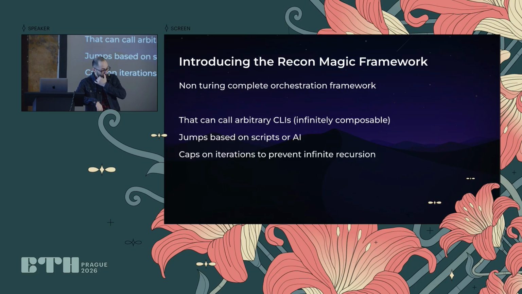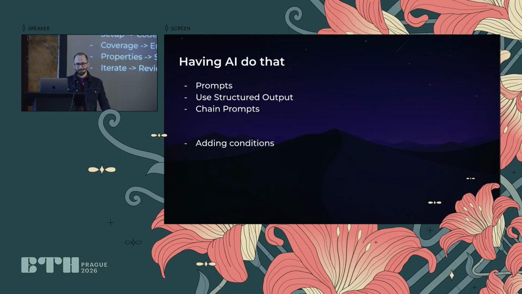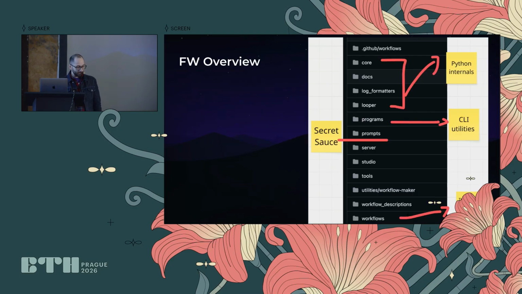And then what we did is we applied this to fuzzing, to make it so that we can give the AI basically a one-liner prompt of what we want to test, and then the AI can go through the phases I mentioned before: scouting, deciding how to set that up, doing the setup, getting to coverage, writing the properties, and then giving us feedback.